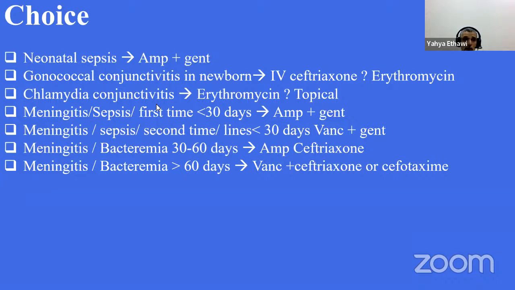For chlamydia conjunctivitis, we can use erythromycin. Again, topical treatments are questionable. People use systemic. For meningitis and sepsis, first line, less than 30 days, ampicillin and gentamicin. Second line, less than 30 days, I use vancomycin and gentamicin, but sometimes I replace it with meropenem. Meningitis and bacteremia from 30 to 60 days, I use ampicillin and ceftriaxone. For more than 60 days, I use 3 antibiotics until I have the culture: vancomycin, ceftriaxone, or cefotaxime.